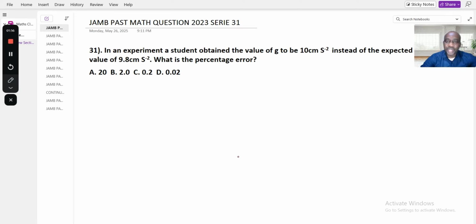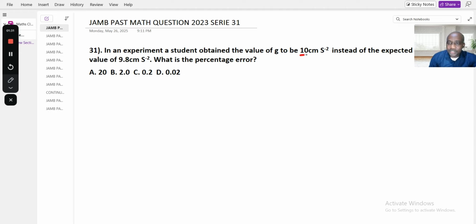I am here to teach you guys how to solve JAMB past question mathematics for year 2023. Let's begin to solve this question together. In an experiment, a student obtained the value of G to be 10 centimeter instead of the expected value of 9.8 centimeter. What is the percentage error?